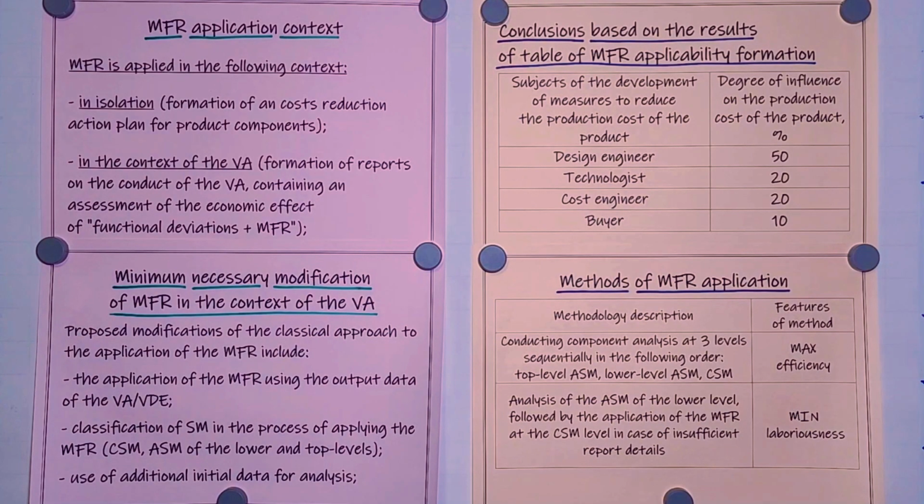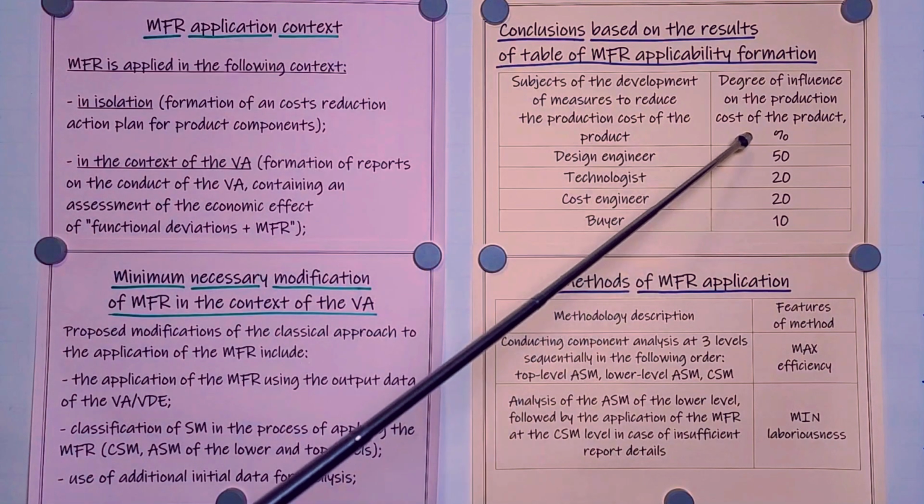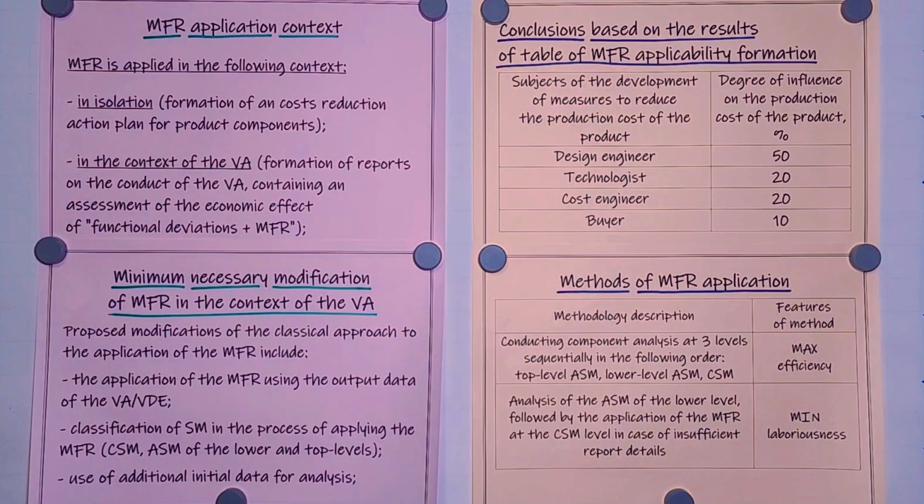Based on the results of forming the table of applicability of MFR to structural models of varying degrees of abstraction, and in particular filling in the column on the subject of the event formation, we can conclude that the following distribution exists. The possibility of reducing costs is 50% by the design engineer, 20% by technologists, 20% by the cost engineer, and only 10% by a buyer.